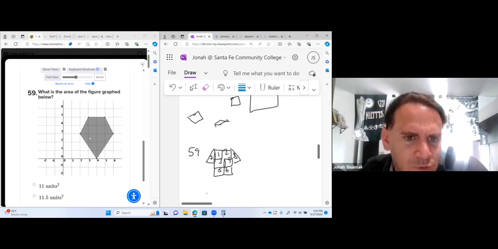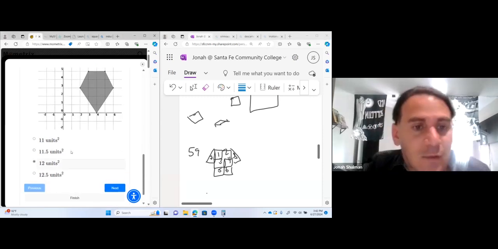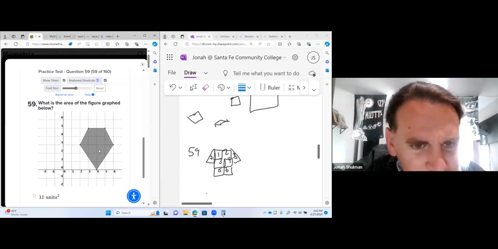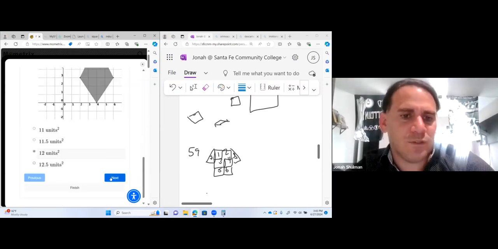So 1, 2, 3, 4, 5, 6, 7, 8, 9, 10, 11. I got 11. I'll double count though. So that's 1 through 12. I actually got 12. I'm going to recount it a fifth time because it's so weird to see. So here's 4, 5, 6. So these are all the whole ones, which are 6, 7, 8, 9, 10, 11, 12. Yep, it's 12. So it's C.